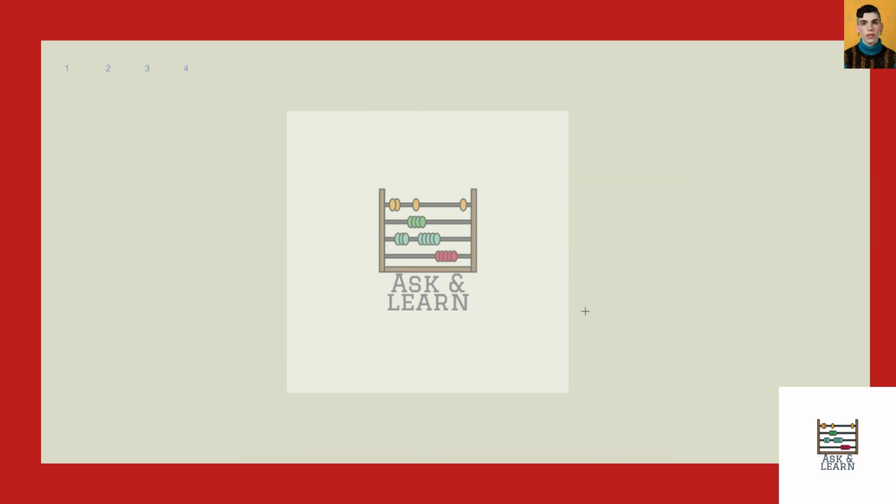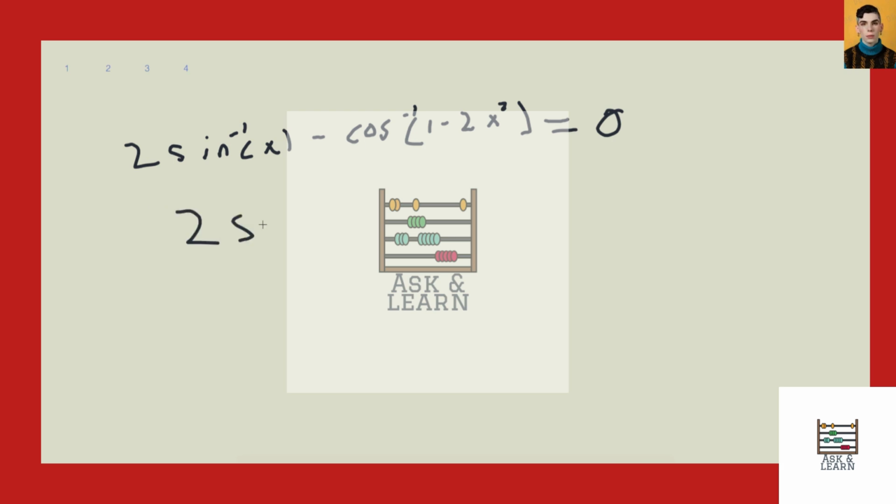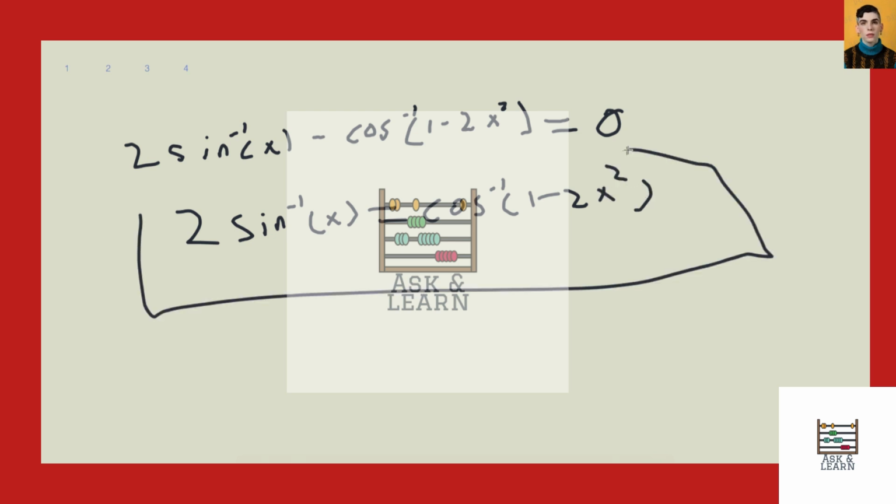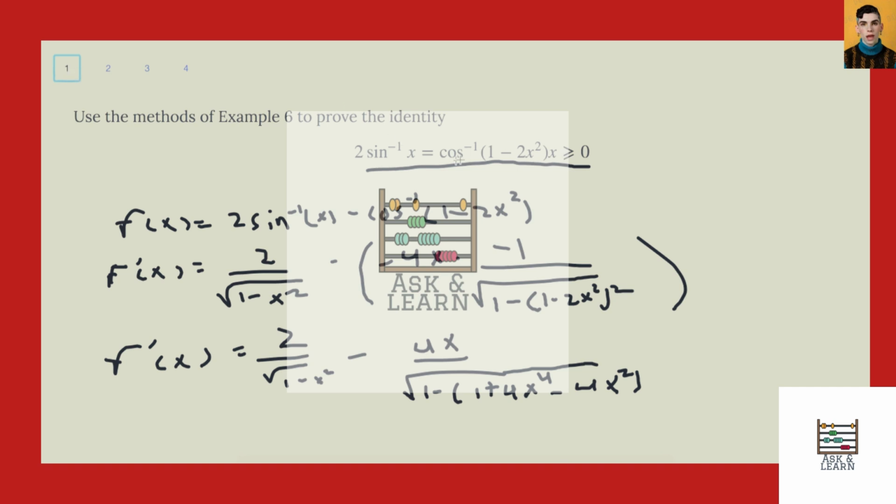So now that we know the actual number, we're going to move to the next page. We can rewrite the function 2 sine inverse of x minus cosine inverse of 1 minus 2x squared is equal to c, but since c is 0, we can just write 0. And now all we do is add cosine inverse to the other side. And we have now successfully proven our statement. This is the statement we were looking for. If you remember, we were asked to prove this identity: 2 sine inverse of x equals cosine inverse of 1 minus 2x squared for all x greater than 0. And we can see we have done that.